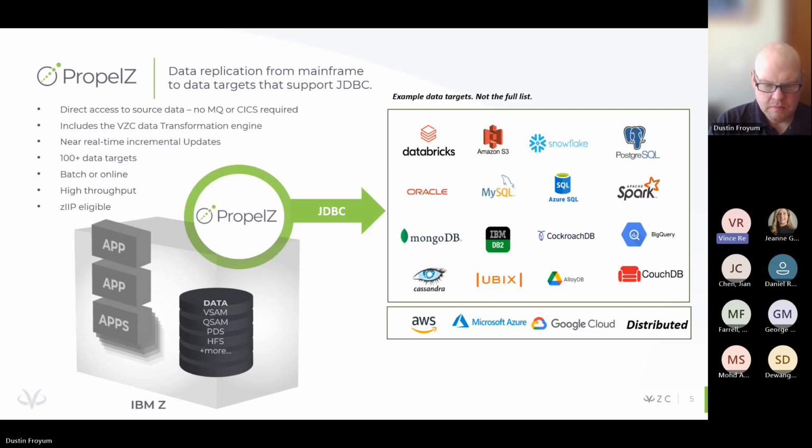You absolutely can do that in a few different ways, based on key ranges or record number ranges, or things like regular expressions that the record has to pass in order to be processed by PropelZ. So, filtering is one part of it. The other really important part is data transformation.